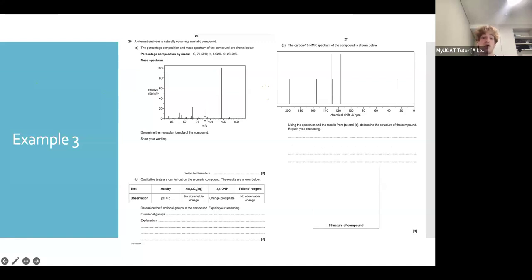You don't get splitting patterns on carbon NMR. So proton NMR is better because you get four things from it: the splitting, the relative areas, number of environments, and the shift. Carbon is only the shift and number of environments. Okay. So let's have a look at the answer to this one just quickly because I know you want to go off and revise.